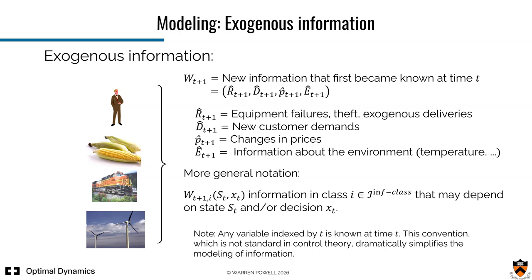So R hat t+1, capital R hat, can be equipment failures, capital D hat, new customer demands, but little p hat could be a change in prices, that sort of thing.